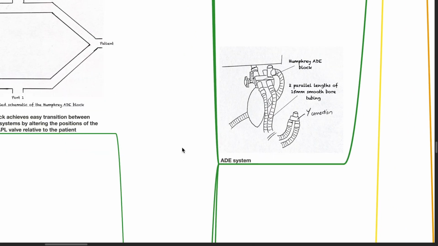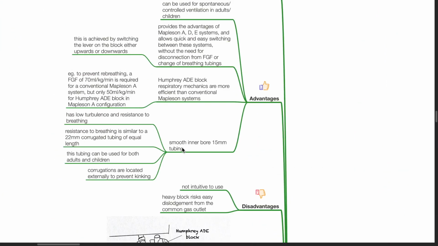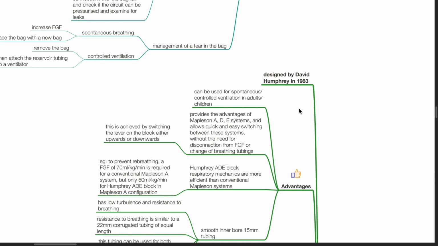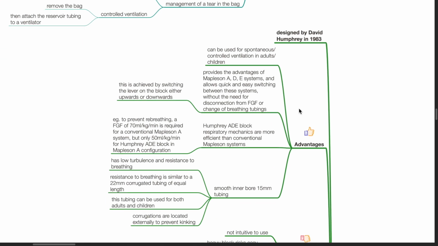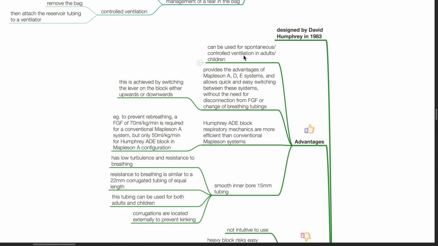ADE system. This system was designed by David Humphrey in 1983. Advantages: it can be used for spontaneous or controlled ventilation in adults or children. It provides the advantages of the Mapleson A, D, and E systems and allows quick and easy switching between these systems without the need for disconnection from fresh gas flow or change of breathing tubings. This is achieved by switching the lever on the block either upwards or downwards.